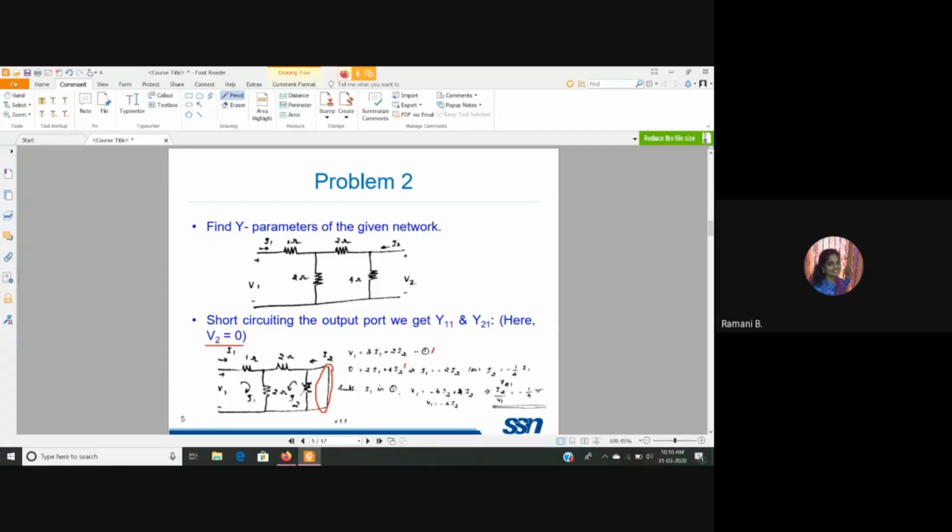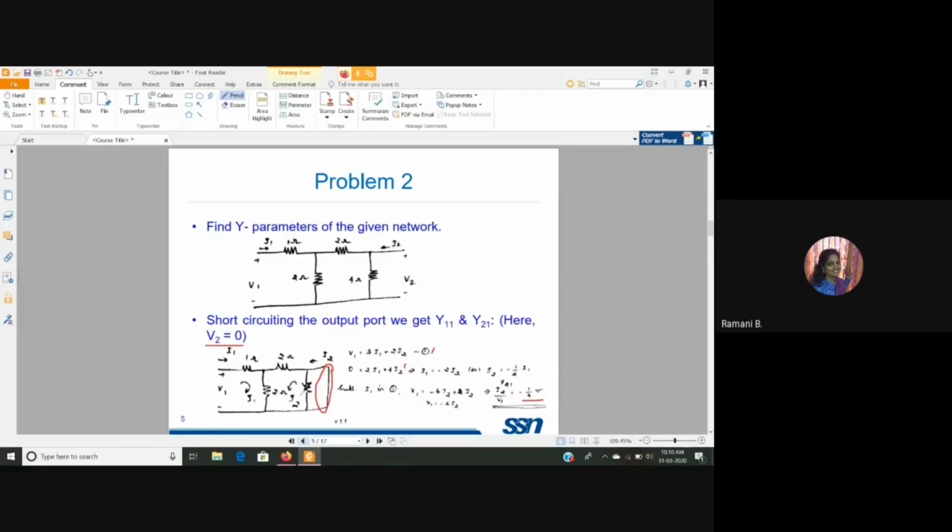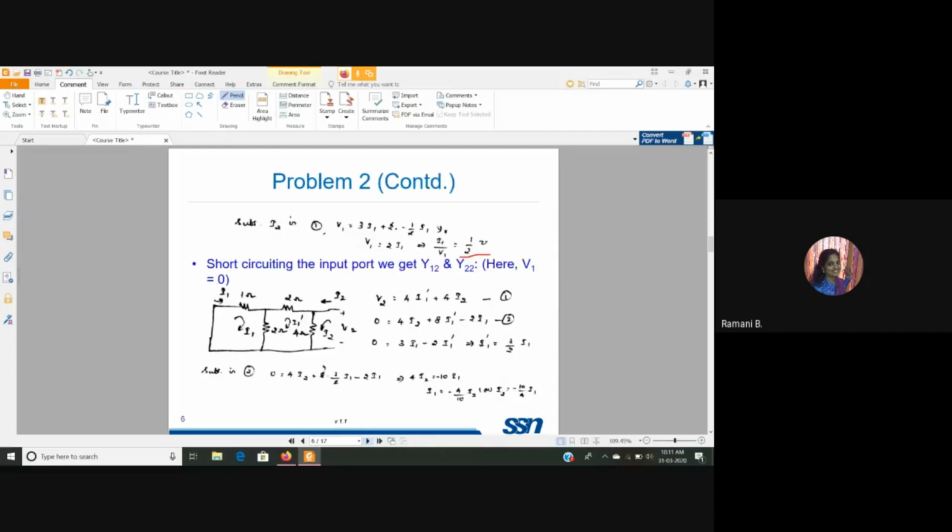Here the I2 by V1 ratio is nothing but Y21, so we get the answer to be minus 1 by 4 mho. For obtaining I1 by V1, we substitute I2 in terms of I1, so you get I1 by V1 as 1 by 2 mho. Now we have found the parameters Y11 and Y21. Now to find the parameters Y12 and Y22, we have to short circuit the input port.